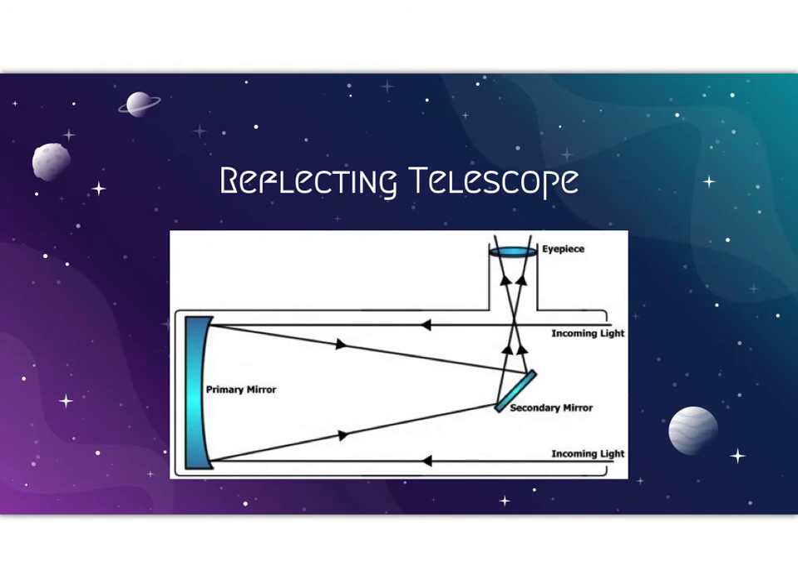Here's an image of our reflecting telescope. The light from the stars comes in, is collected in this primary mirror, which is concave. It directs the light to a secondary mirror and is focused to an eyepiece.